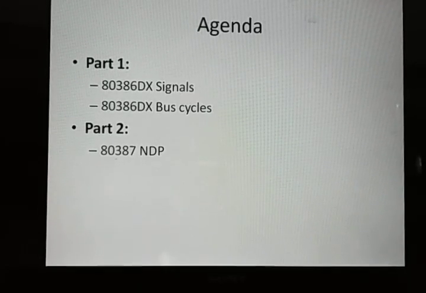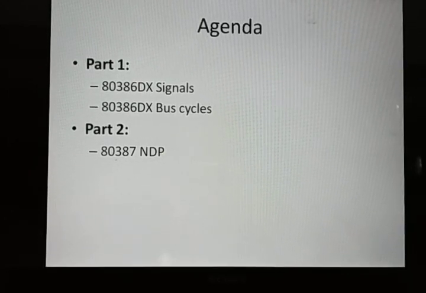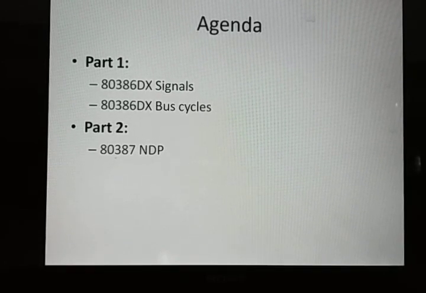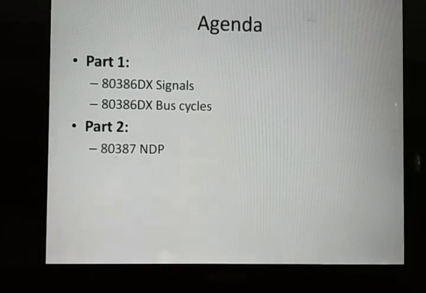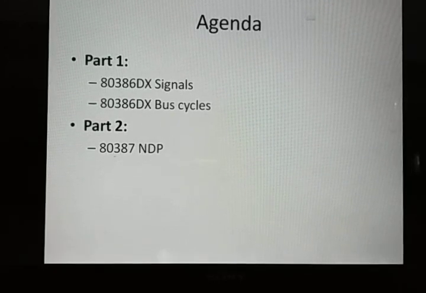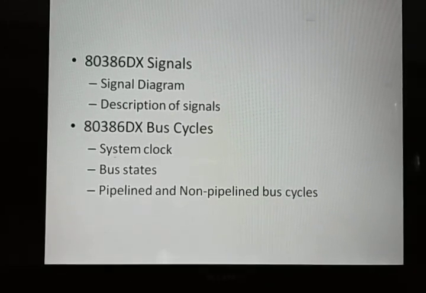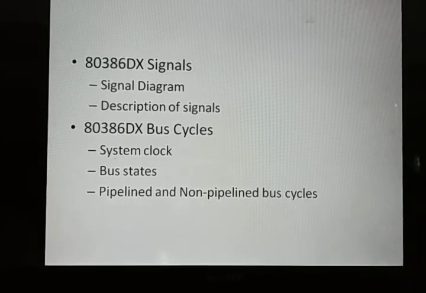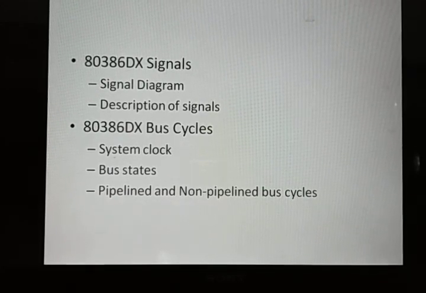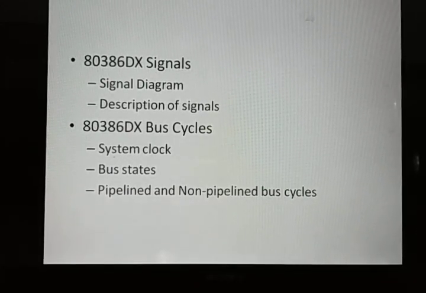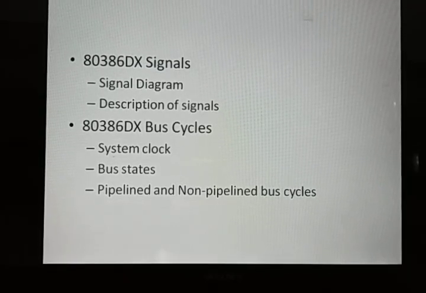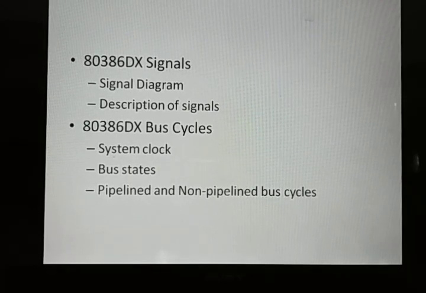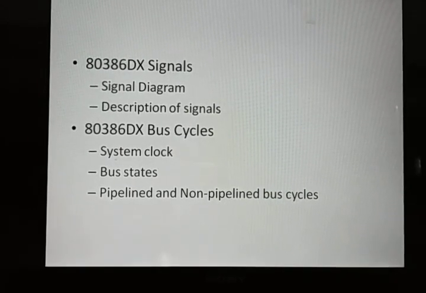Part 1 contains 80386 DX signals and 80386 DX bus cycle, and part 2 contains 80387 and DP. The 80386 DX signal again contains the signal diagram and description of the signals. And the 80386 bus cycles are divided into three parts: system clock, bus state, and pipeline and non-pipeline bus cycle.